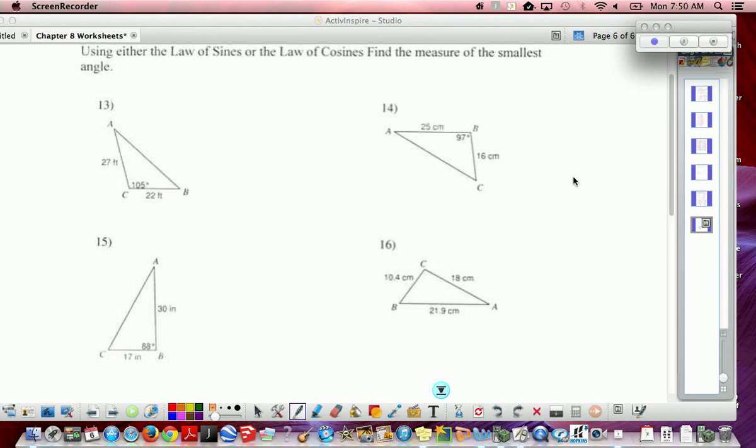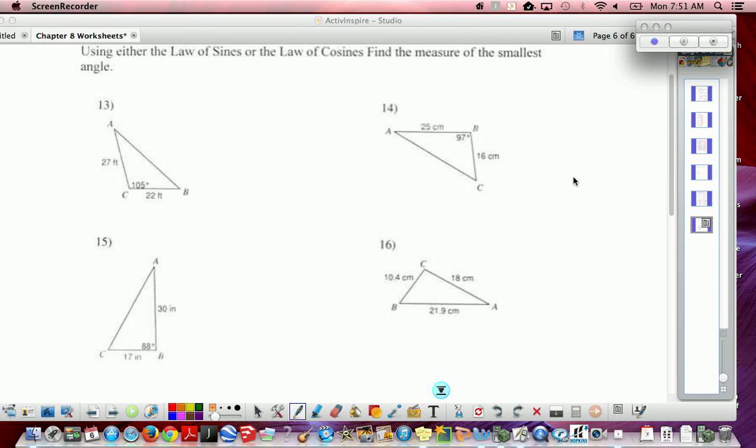On the back side here, the problems say, either using the law of sines or the law of cosines, find the measure of the smallest angle. So the question becomes, is angle A or angle B the smallest angle? I know it's not going to be angle C since C is 105 degrees.